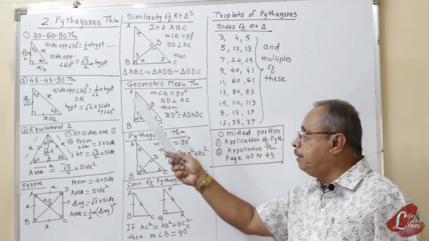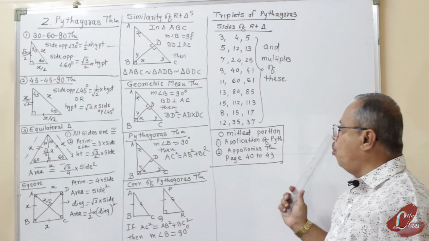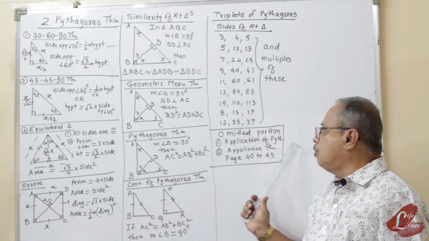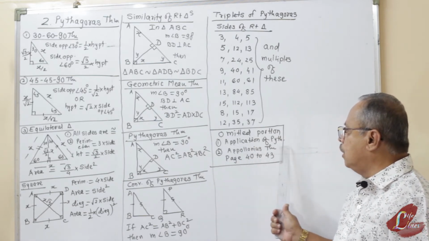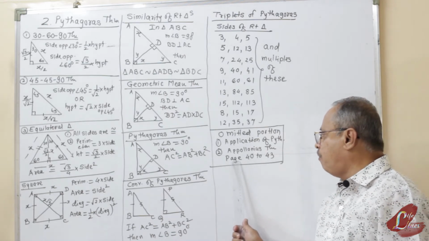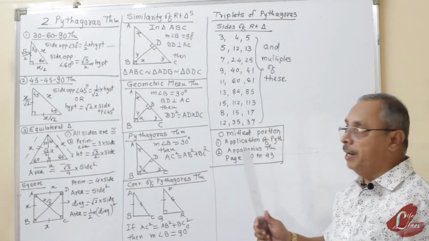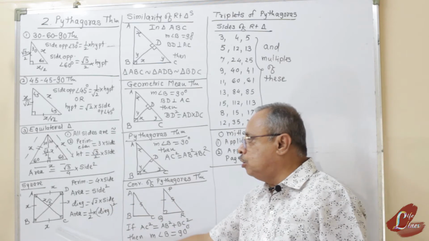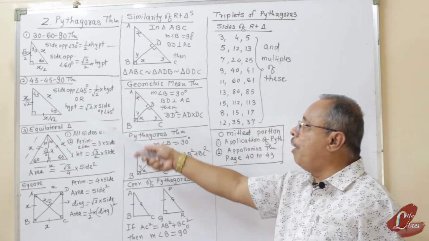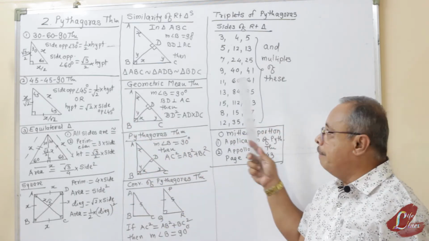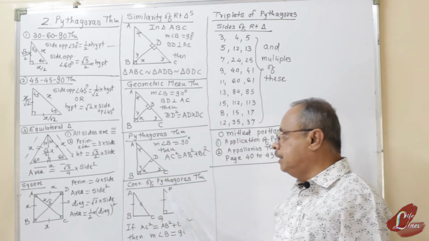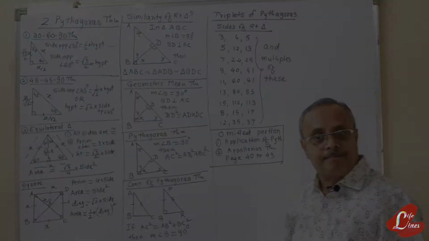Now in this chapter, the omitted portion is the application of Pythagoras and Apollonius theorem, that is, from page number 40 to 43 is omitted. All these examples you can solve from 2.1 to 2.3 based on these properties, which are very important.